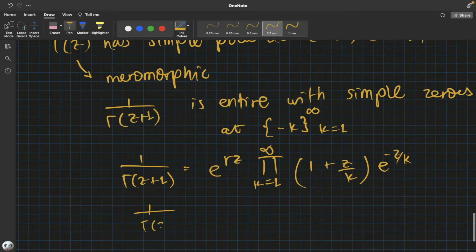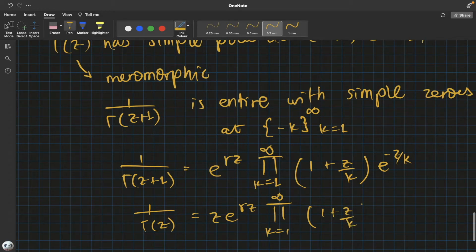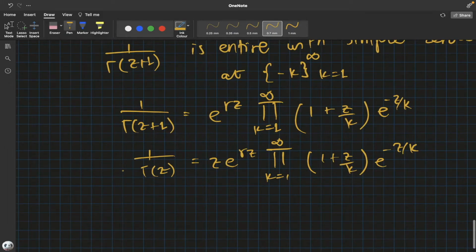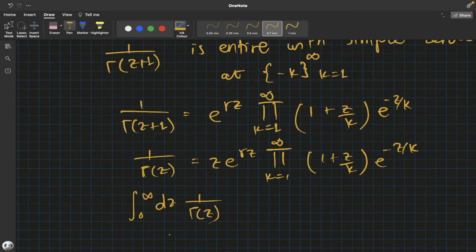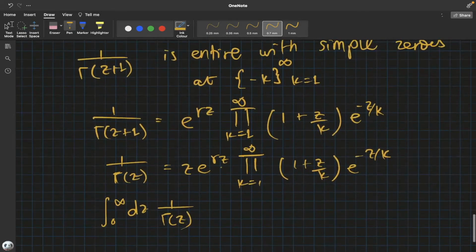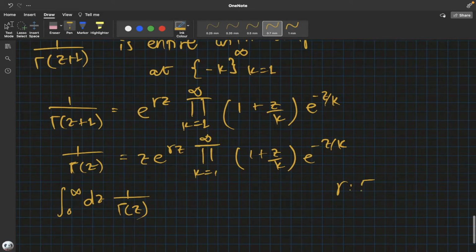where 1 over gamma of z is z e to the small gamma of z, product from k equals 1 to infinity, 1 plus z over k e to the minus z over k. This is an important formula if you want to analyze the Franzén-Robinson constant, which is basically this. And this small gamma here is the Euler-Mascheroni constant.